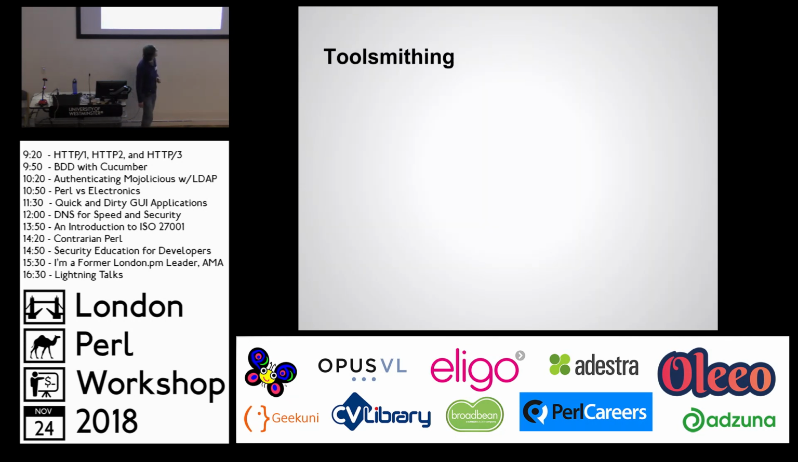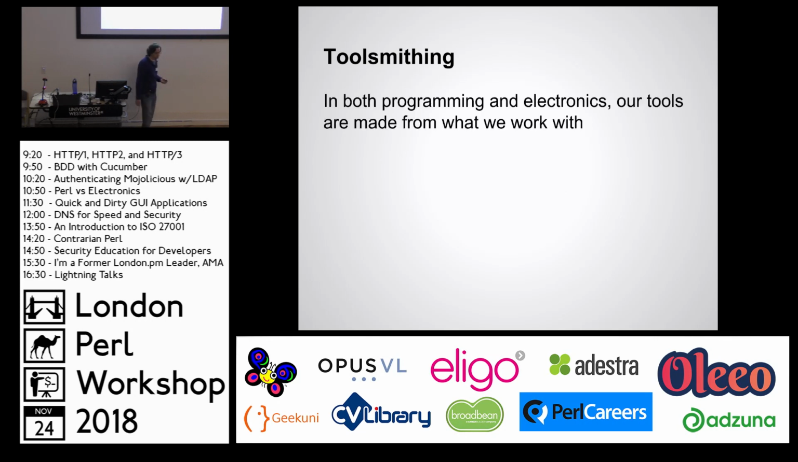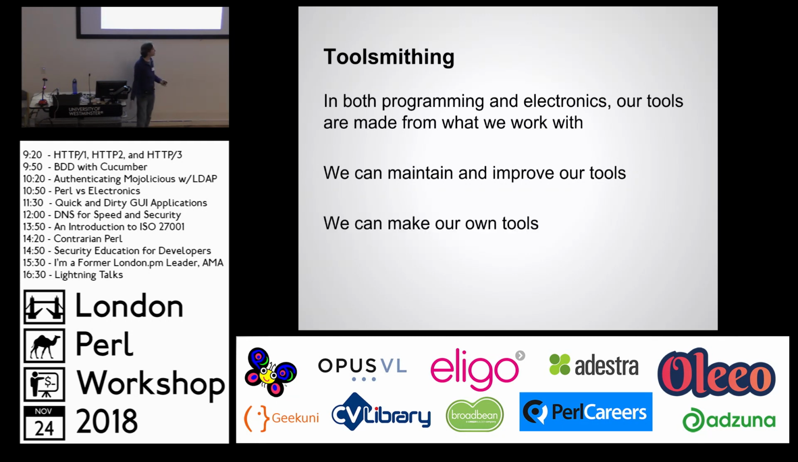So the central point that I was trying to make was that both with computer programming and with electronics, a lot of the equipment and the tools that you're working with are made of the same kinds of things that you yourself are making. So what that means is that you can maintain and improve all of your own tooling. You can also make your own tooling. And that's really the core of my distinction here, is that these two worlds look quite different to start with. But this, I think, is a very central concept that actually they're quite unique.